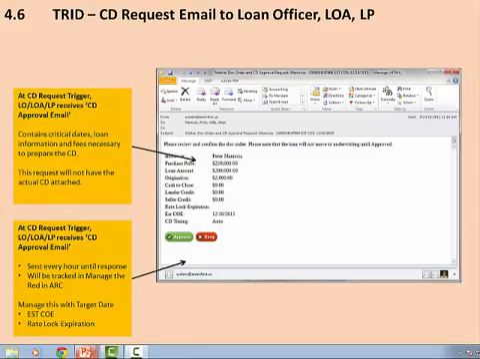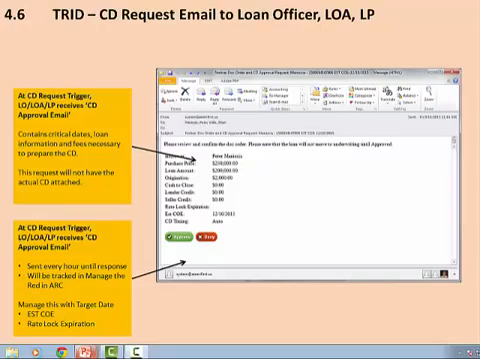This frame covers the procedure and content of the CD approval email that is sent to the loan officer, loan processor, and loan officer assistant. This email is sent when the CD request is triggered, and it contains pertinent information relevant to the transaction, such as purchase price, loan amount, fees, credit, and lock expiration.